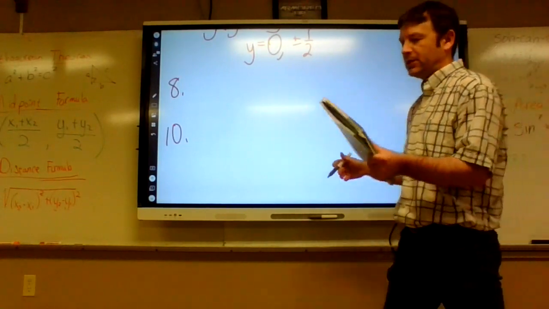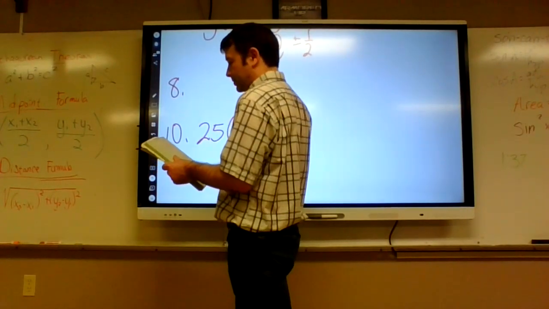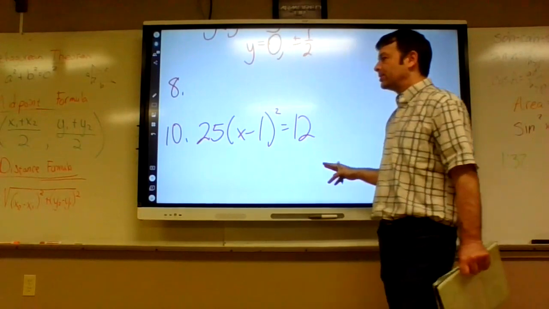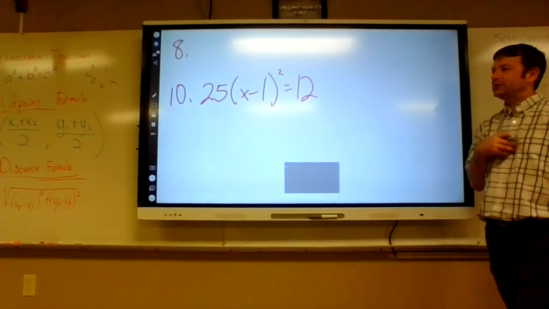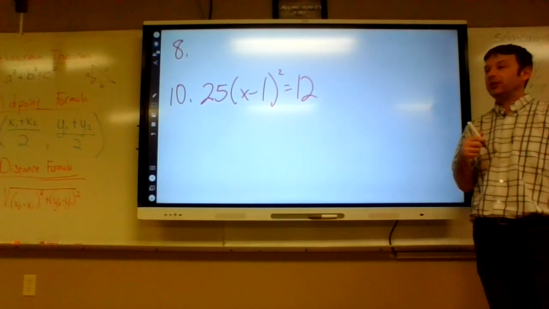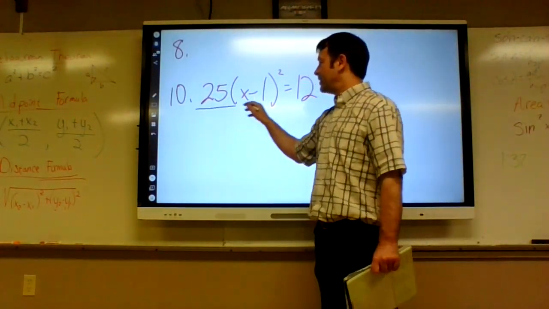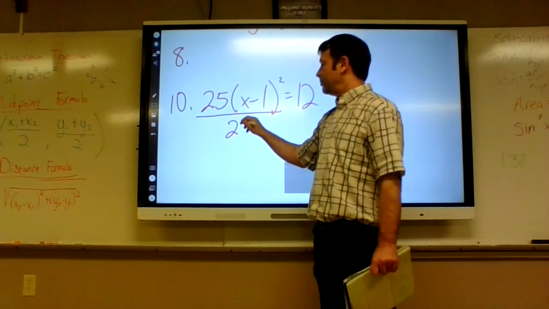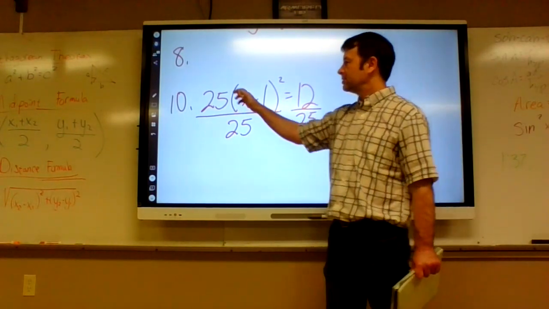Number 10, we only did a couple of these on the homework, so I'd better help you with this one. It's like the last two questions on the homework from that assignment. Any ideas on what my first step is? Let's just try one step. Do we divide? Yes, divide by 25, that's probably a good idea. We want to get the square by itself usually, so that we can get rid of it.